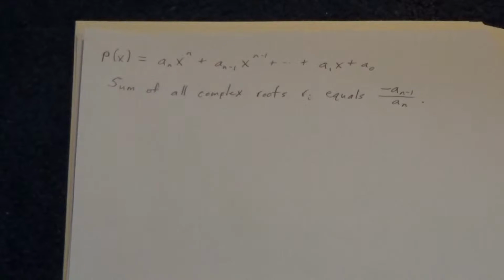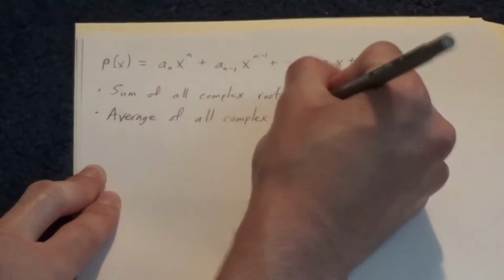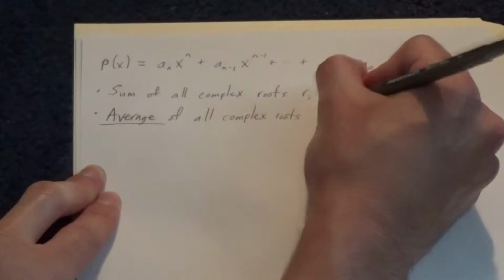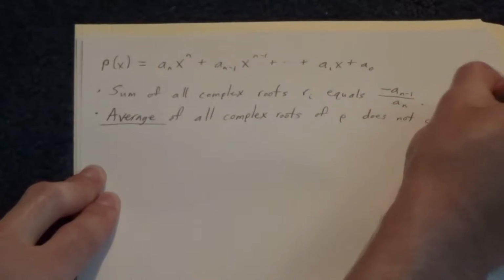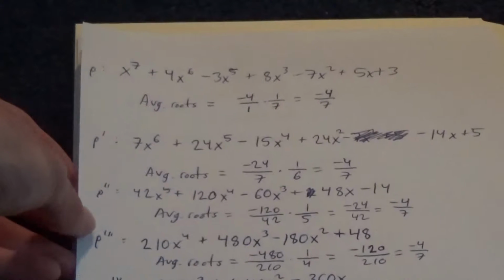Then, interestingly enough, the fact for today, and I know this fact that is already written is from the previous episode, so if you'd like to watch that, feel free. But the fact for today is that the mathematical average of all the complex roots of p does not change after differentiation. So to illustrate this, I have another separate slide, which is right here.